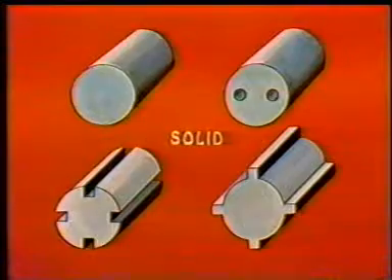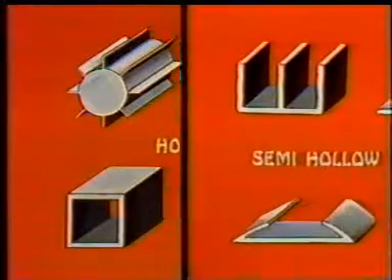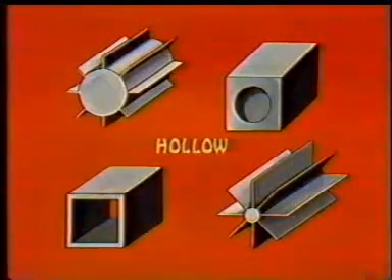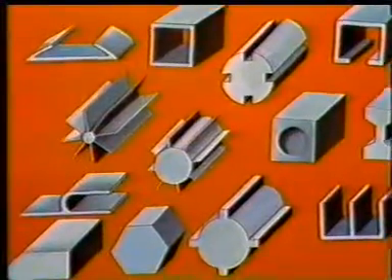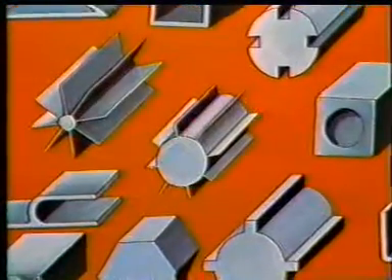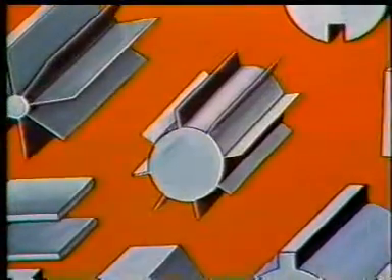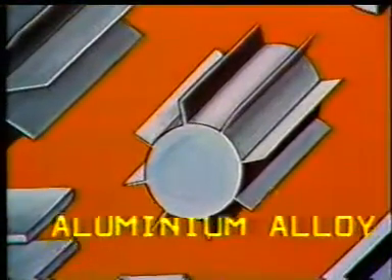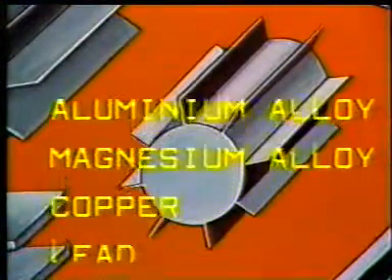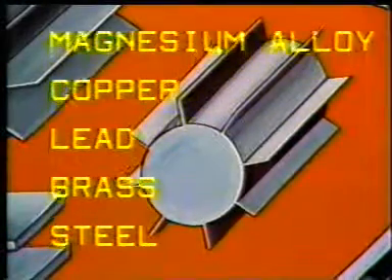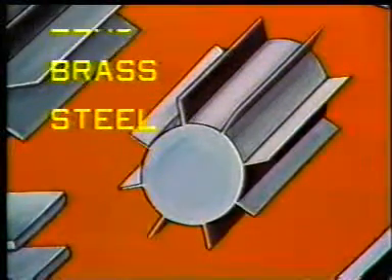Let us look at the bar sections produced by this method. These are solid, semi-hollow, and hollow. The materials commonly used for extruding are aluminum alloys, magnesium alloys, copper, lead, brass, and steel.